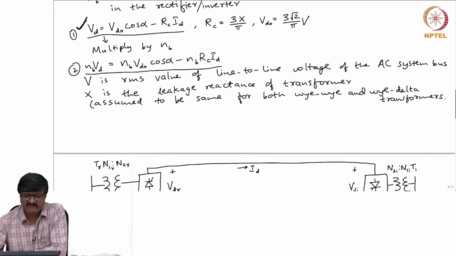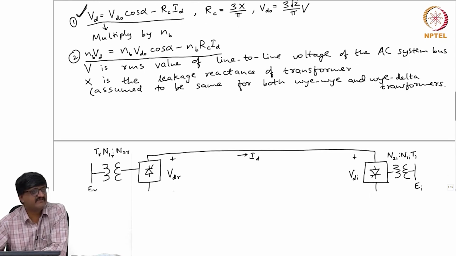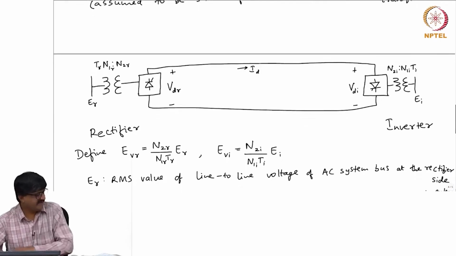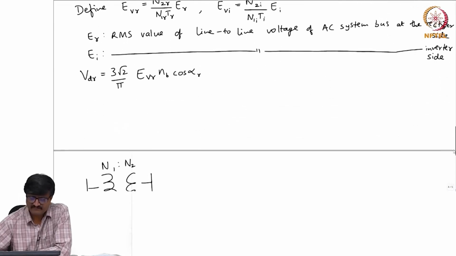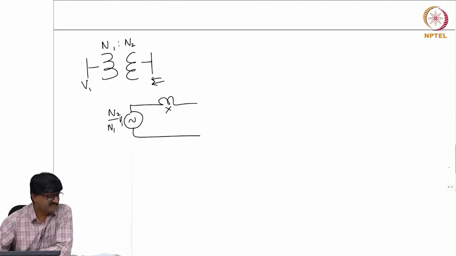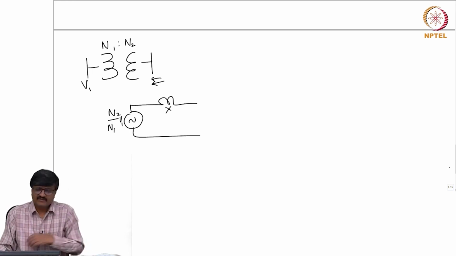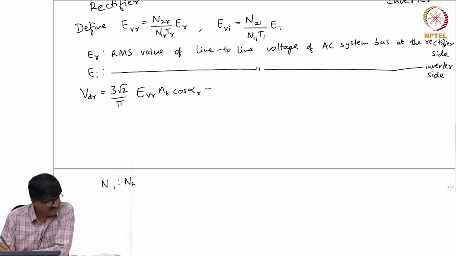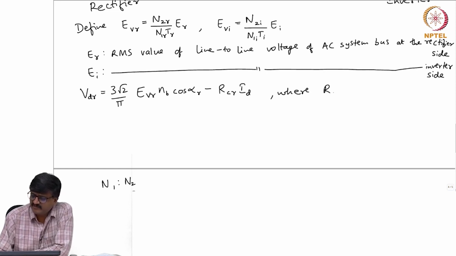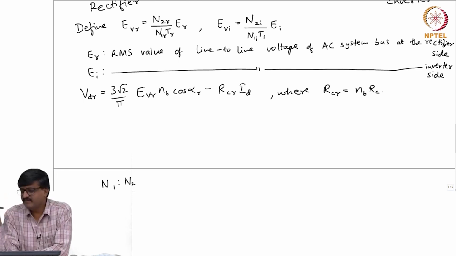Now, what is the second term on the right hand side? Minus NB RCID, if you look at equation 2. So, I will write this as minus RCR ID, where I just introduced a notation RCR, which stands for NB into RC. Instead of writing NBRC, I am writing RCR.